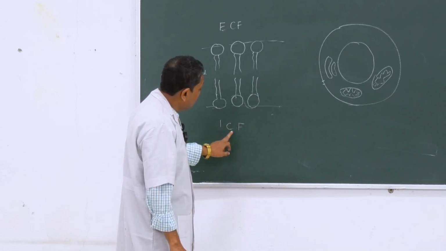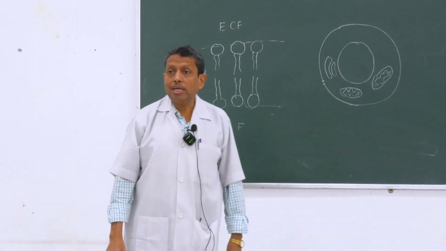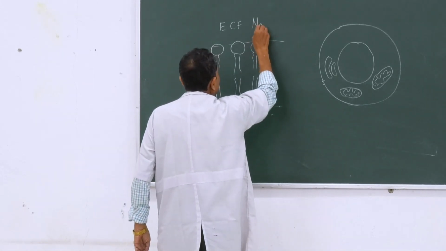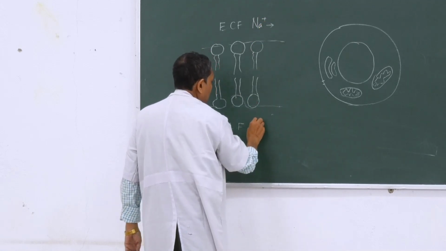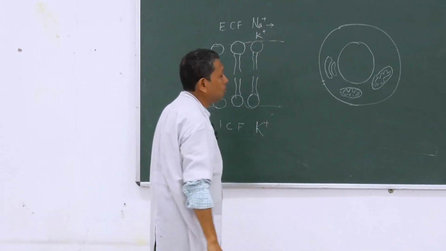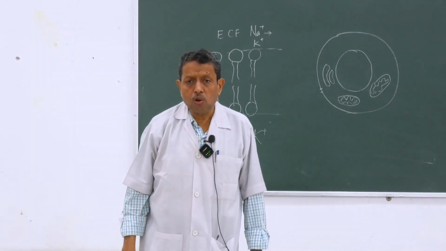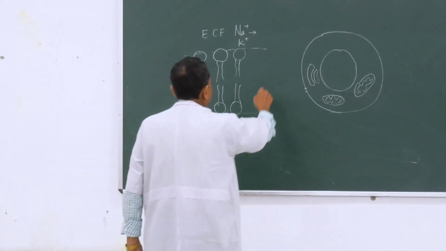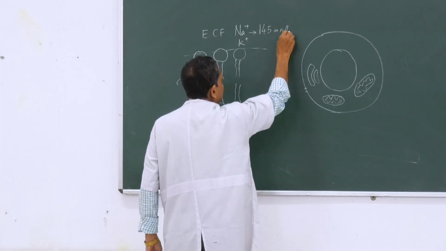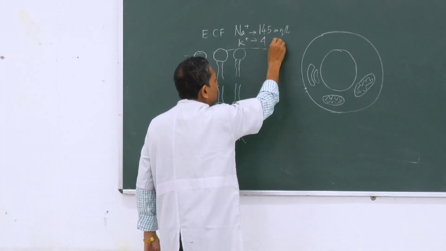the composition of intracellular fluid and extracellular fluid are different. Extracellular fluid is sodium rich. Sodium concentration in the extracellular fluid is around 140 to 145 millimole or milliequivalent, whatever it may be, per liter. But potassium concentration in the extracellular fluid is low, it is 4 milliequivalent per liter.